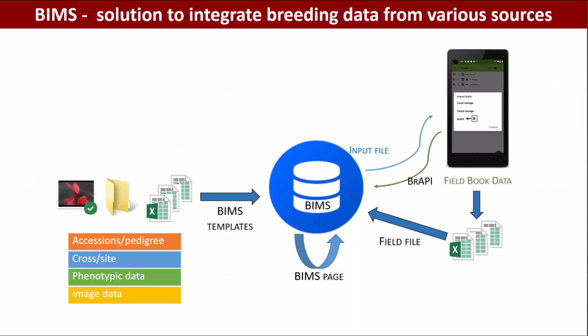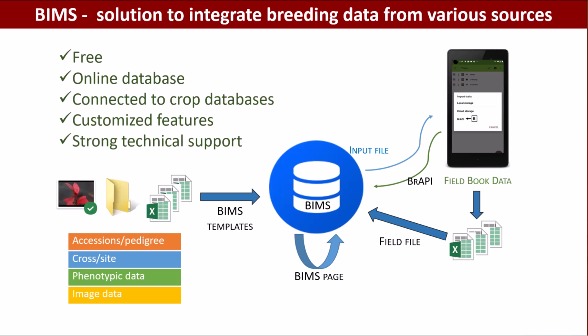In a nutshell, I'm at the end of my talk. BIMS is a solution to integrate breeding data from various sources. One of the coolest things is that it's free. It's an online database. It's connected to crop databases. It has customized features and strong technical support. If you attended the fruit and nut workshop yesterday, you heard in detail about other features, but one of the biggest ones is that it's archived daily, and each of the users can archive it anytime they want and download the version of the database on their local computer anytime they want.